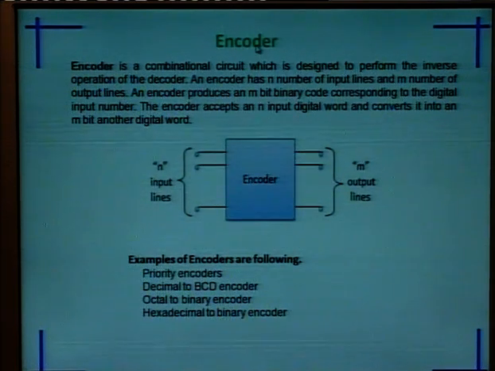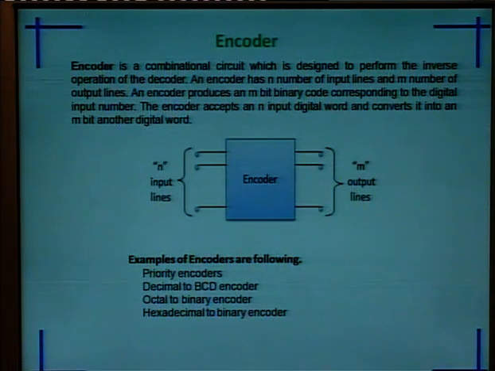Next is the encoder. In the encoder type of combinational circuit, we have n input lines and m output lines, and the encoder is basically required for different types of functions, like the priority encoder. We have to define which input should be available at the output according to their priority.